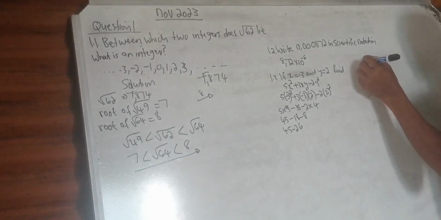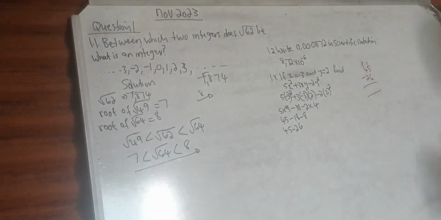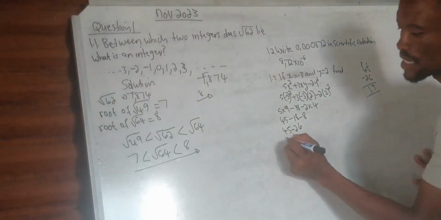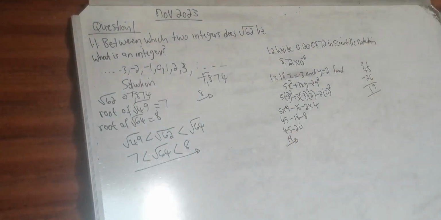Then 45 minus 26 is 19, and 19 minus 6 is 13, and then 3 minus 2 is 1. The answer is 90. And then you are done. If you put the final answer, it's in the last line.